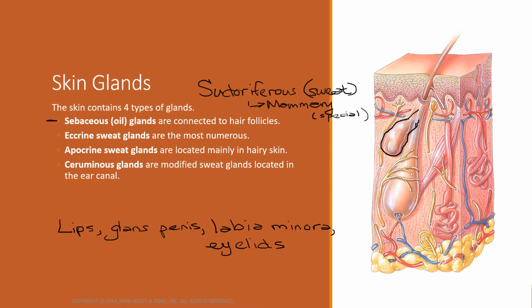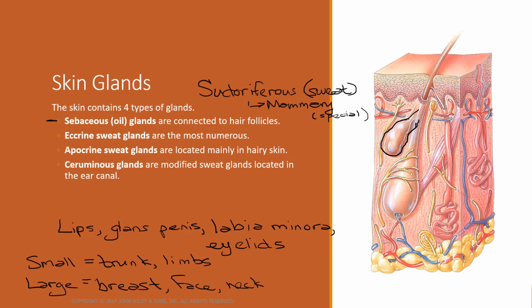Sebaceous glands are absent in the palms and soles, and they're present in small quantities in most areas of the trunk and the limbs. But they're going to be present in large quantities in the skin of the breasts, face, neck, and superior chest. Okay, so that is going to be sebaceous glands.